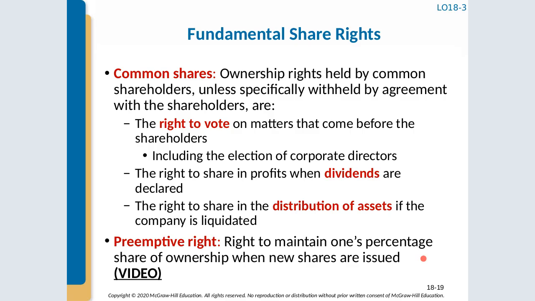if you have right now a 10% ownership in XYZ Corporation and XYZ Corporation issues additional shares, you want to maintain that 10% ownership. You don't want that to be diluted and you're going to end up with 2% or 5% ownership. If there's a preemptive right, that means it doesn't matter how many additional shares the corporation is going to issue, you still maintain the same 10%. So you're going to get more shares, but you still have that same 10%.